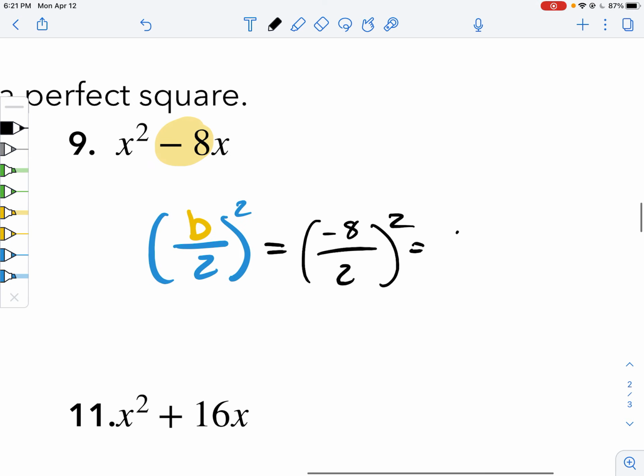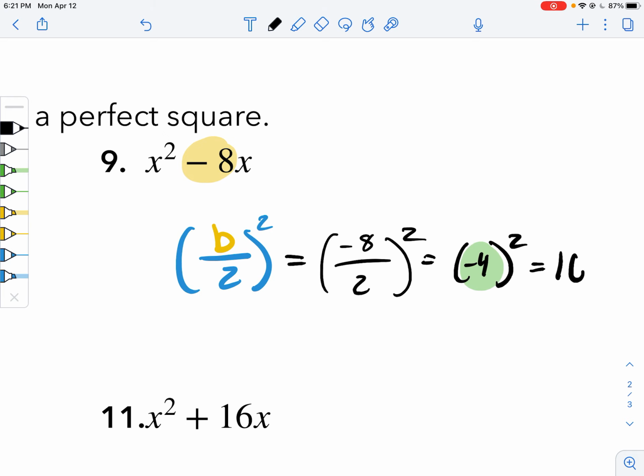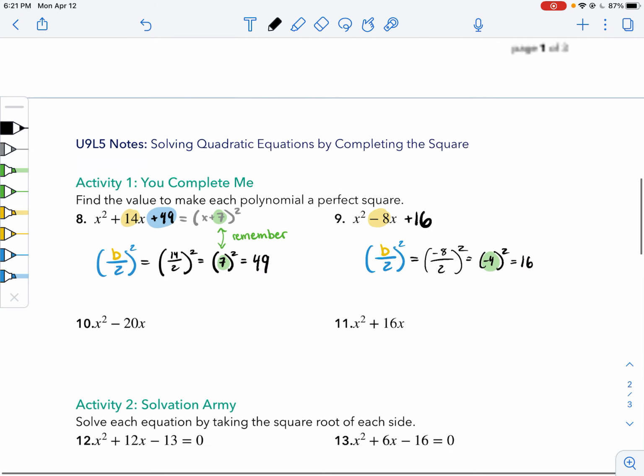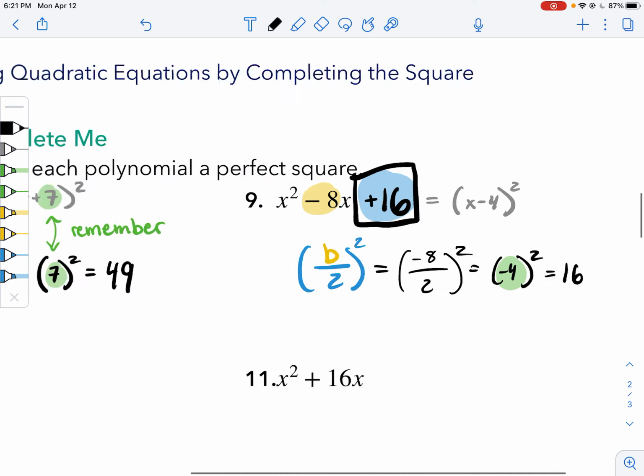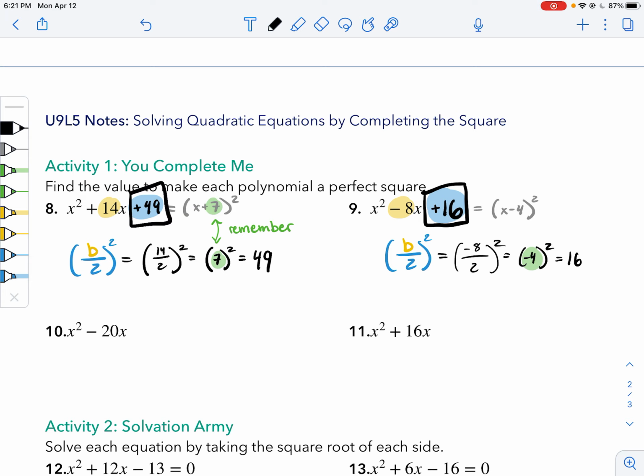Well, -8 divided by 2 is -4. Oh, we need to square that. This guy that we square, that's going to be the square root. -4 squared is 16. So we will add 16. Cool. And that'll end up being x minus 4 squared. So the factored version of this is x minus 4 squared. But we need to add 16. We needed to add 49.